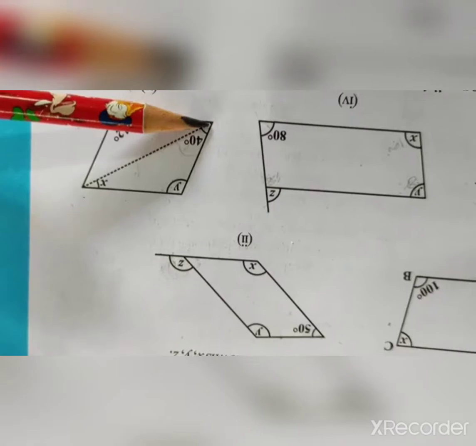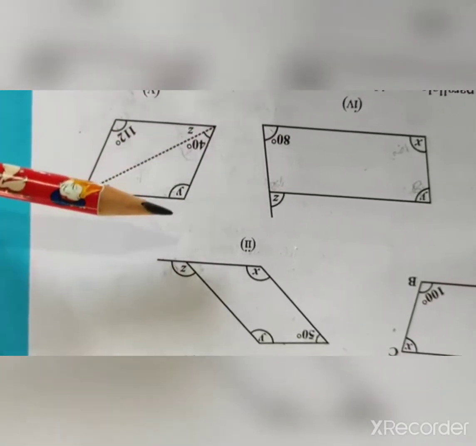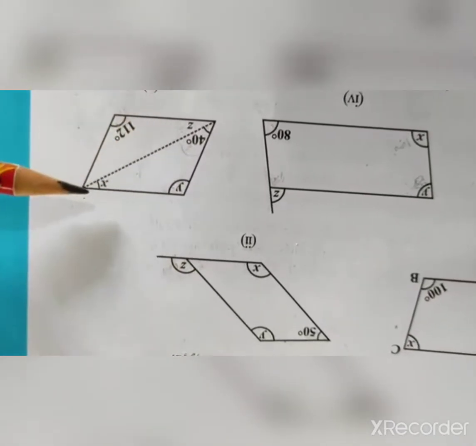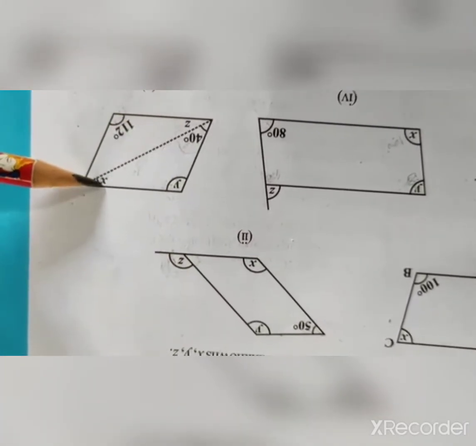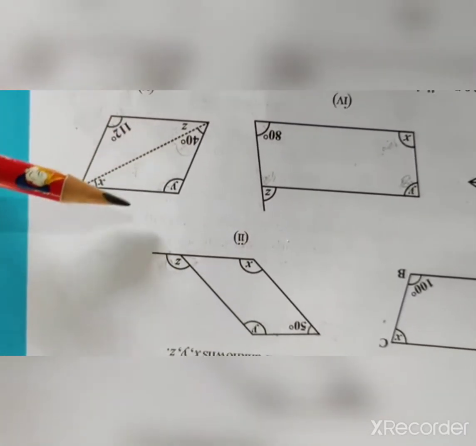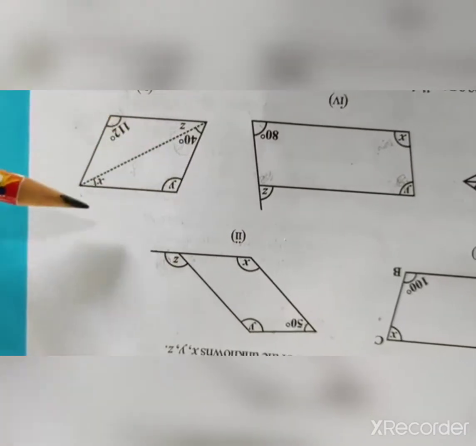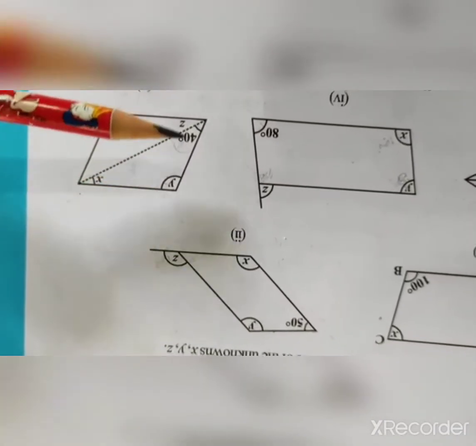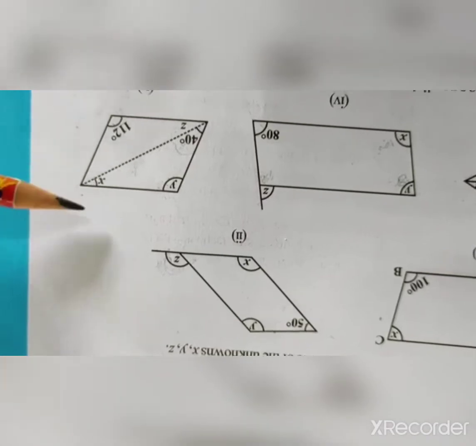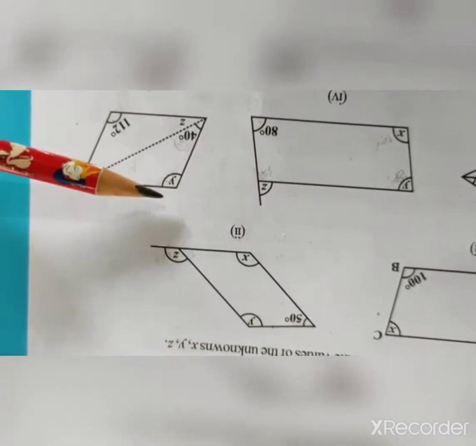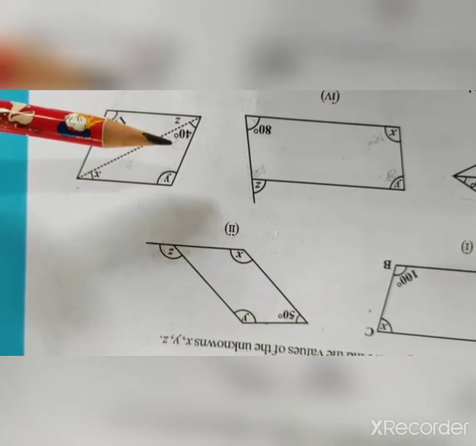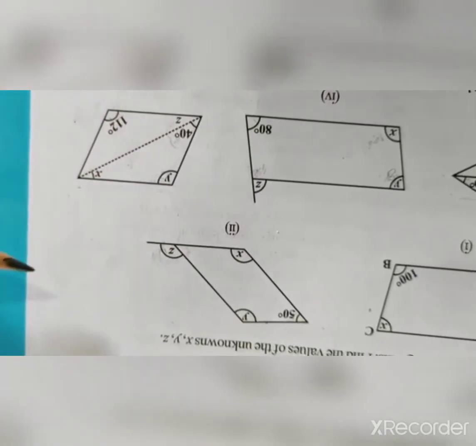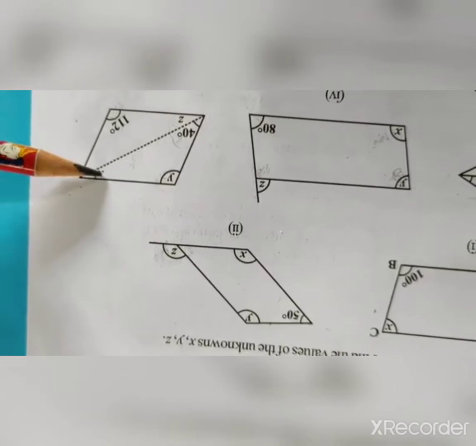And this is a triangle. In a triangle, the sum of all the angles is 180 degrees. So angle y plus angle 40 degree plus angle x is equal to 180 degree. So this you know, 112. So 112 plus 40 plus x is equal to 180. So you will get the value of x.